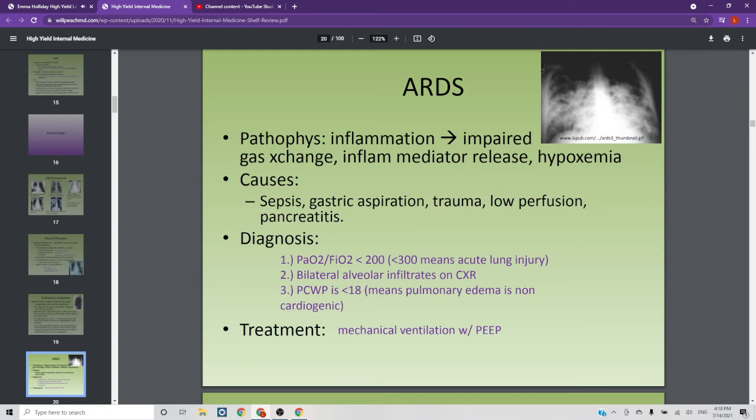And how do we treat it? Oxygen with pressure. Yes, we need PEEP. We need positive pressure ventilation. So, if you guys memorized all those vent settings and all that business, you've done better than me. I just remember PEEP because we use it for ARDS.